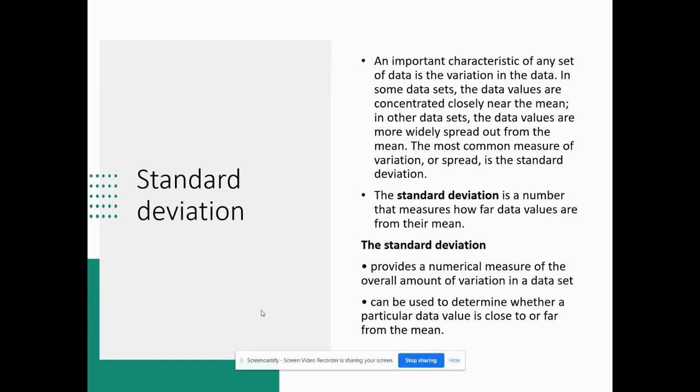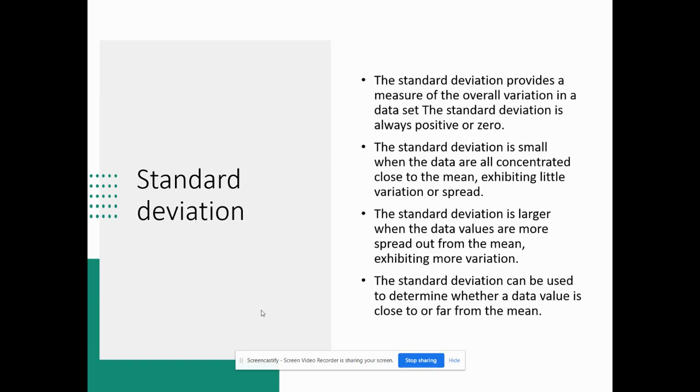So one way that we can look at how spread out the data is is something called the standard deviation. The standard deviation is a number that measures how far data values are from their mean. So what it tells me is, from my mean, this is a standardized way that I can see how the data is spread out. That sounds kind of weird, but it's easy to get once you understand it.